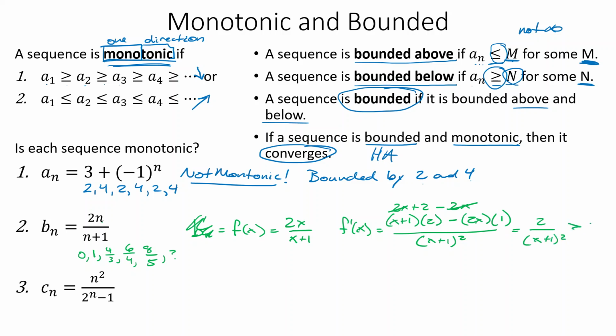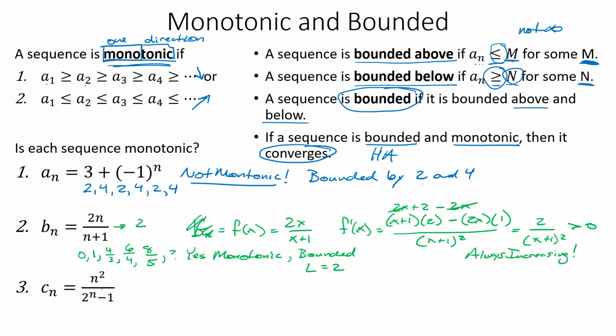This is always greater than 0, so that means it's always increasing. I'm going to throw the word always in front of it. The derivative is always positive, it's always increasing. So yes, it's monotonic. We could ask if it's bounded above. I think it is. If we look at the limit here, the limit goes to 2. So it looks like these numbers are slowly increasing to 2, so it is bounded as well, with a limit of 2.